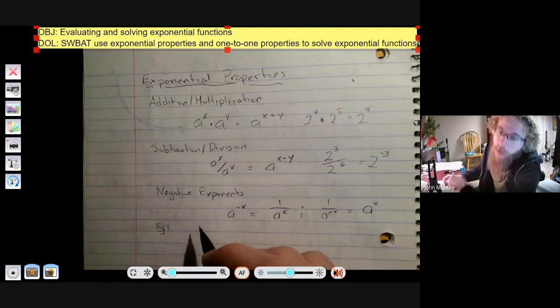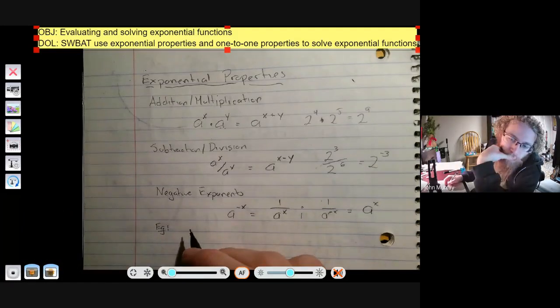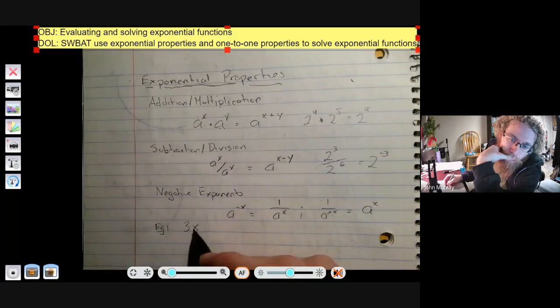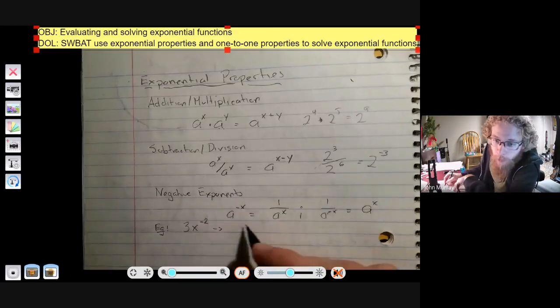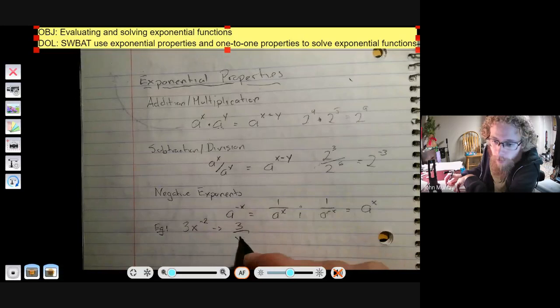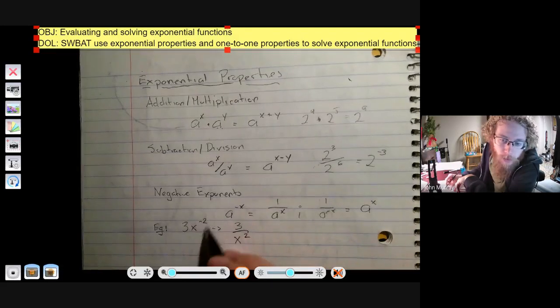So if you had something like 3x to the negative second, that 3 would stay in the numerator, and the exponent and whatever the base that the exponent is tied to would go in the denominator.